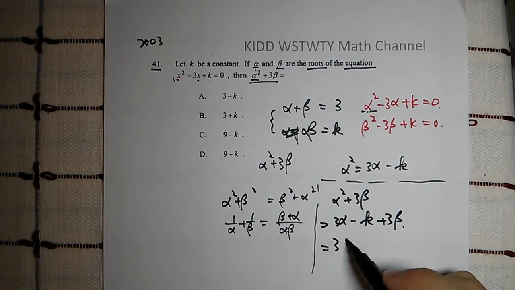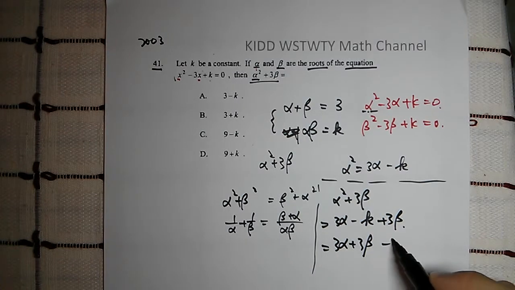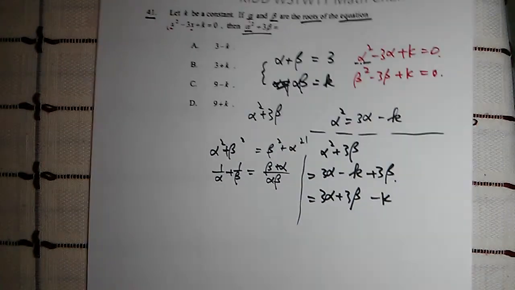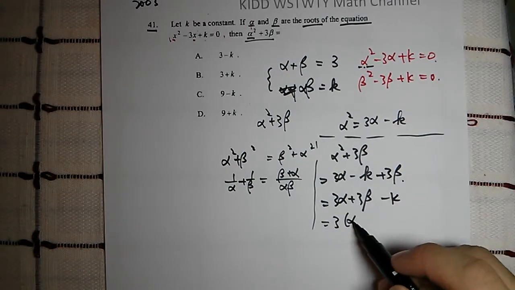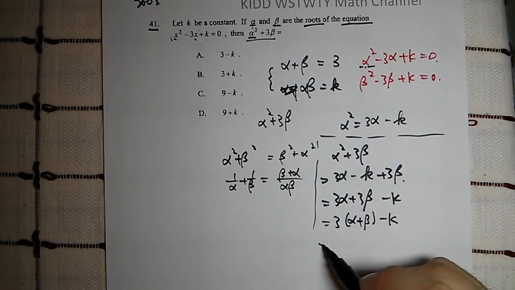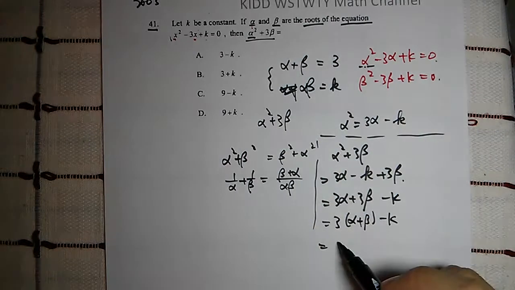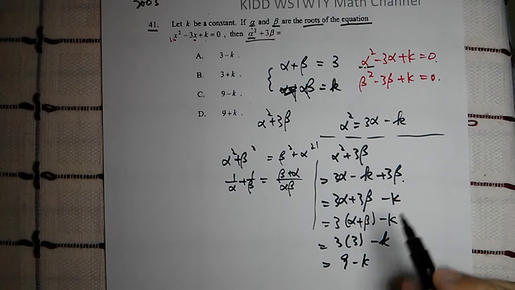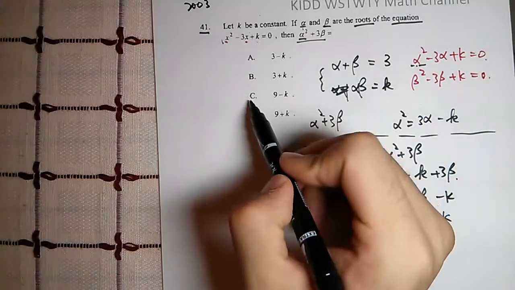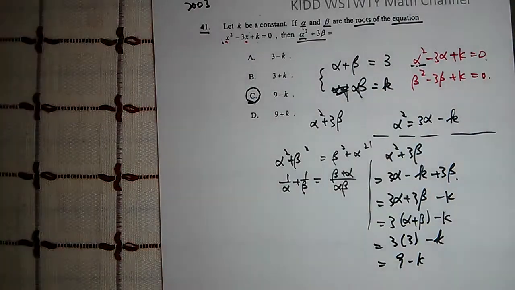We group the terms. From now, you should see that we are almost done. We factorize the 3 out, alpha plus beta. This is exactly the sum of roots, which is found to be 3. 3 times 3, 9. The answer is 9 minus k. So that's it. That's option C. This is my breakdown of this question.